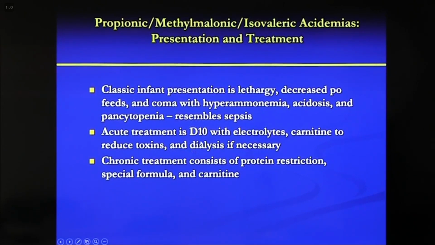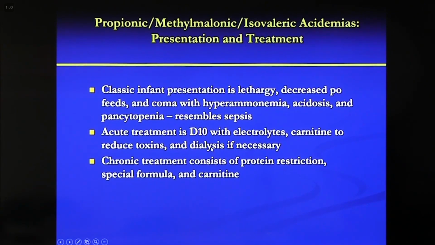So the treatment is similar to that of the urea cycle disorders. You give D10 with half normal saline or normal saline, whichever you want, and you give it at 1.5 times maintenance to stop the breakdown of these proteins. The difference is you give carnitine. So remember I said carnitine reduces these toxic intermediates. It binds to the organic acids and allows them to be excreted. Sometimes you need dialysis, and for the same reason.